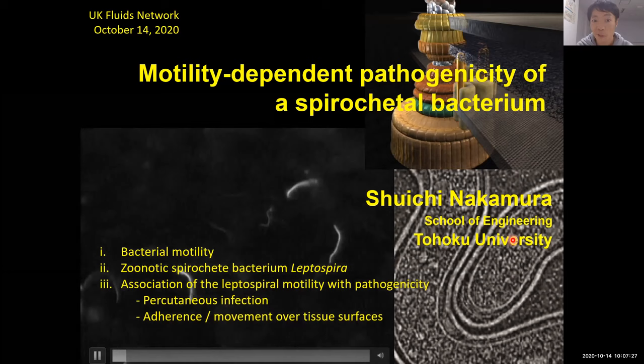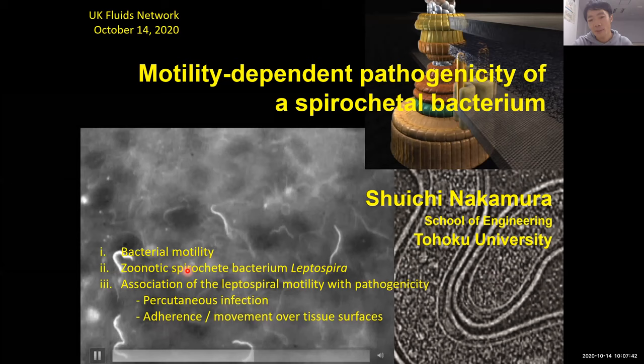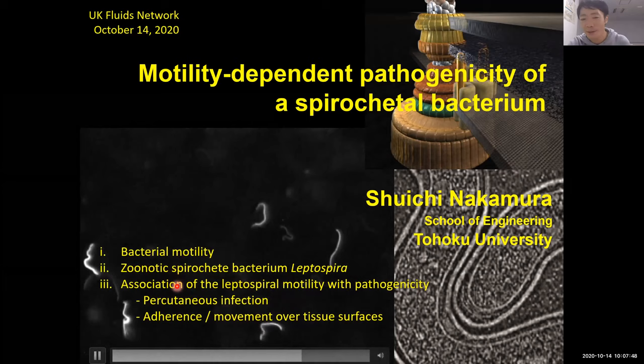In the beginning of this talk, I would like to talk about the background of bacterial motility. As a second topic, I would like to introduce zoonotic spirochetes, and the relapsing fever spirochete, which is one genus of the spirochetes. And third, the main topic: I would like to talk about our recent results on the association of spirochete motility with their pathogenicity.